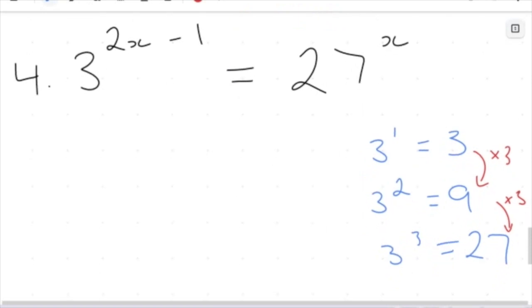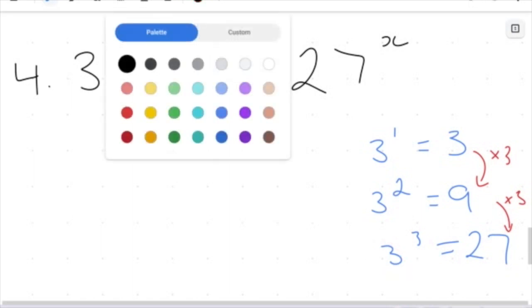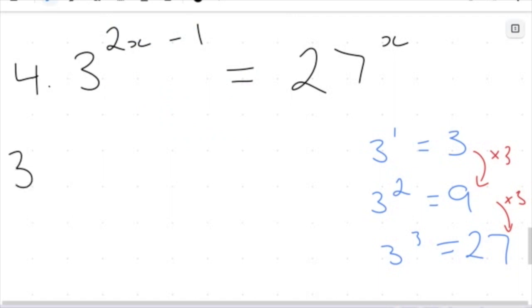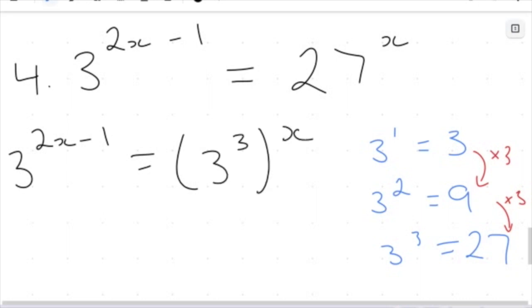So this now gives us a relationship between 3 and 27. I can write 27 with a base of 3 here. So I'm going to take a moment to do that. So this gives me 3 to the power of 2x minus 1. That stays the same. Now 27, instead of writing this as 27 to the power of x, I'm going to write this as 3 to the power of 3 to the power of x.